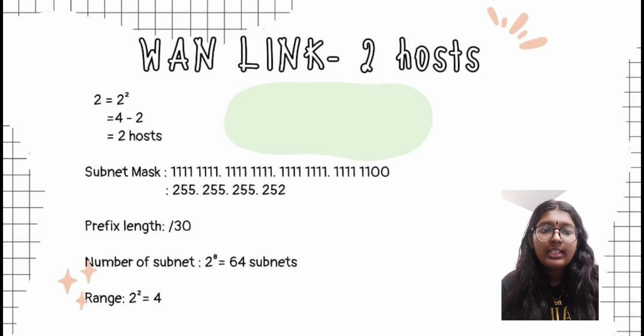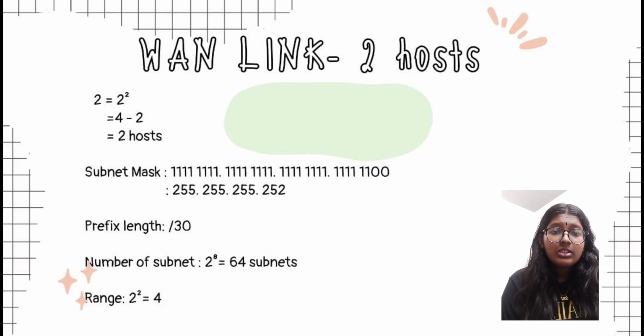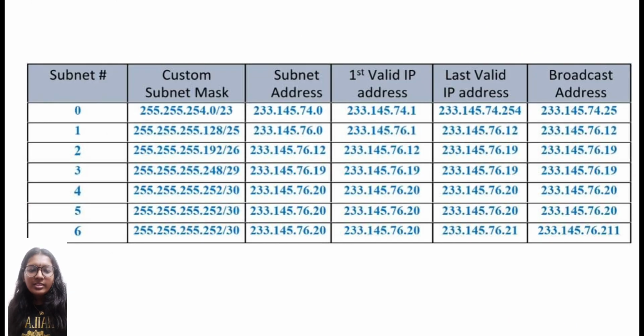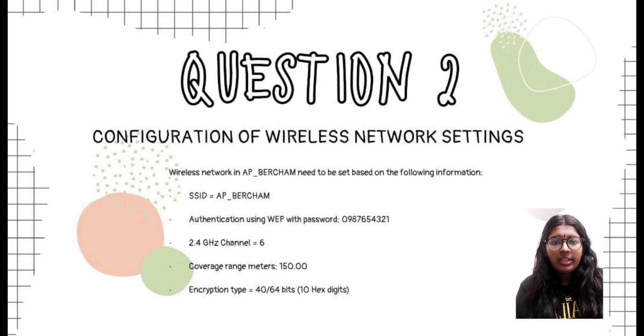192.168.255.252. Its prefix length will be /13 and the number of subnets will be 2 power of 6, which equals 64 subnets, and the range will be 2 power of 2, which equals 4 subnets. So this is the addressing table that I filled in with the subnetting calculation that I did just now. Okay, we have done our calculation of subnet.